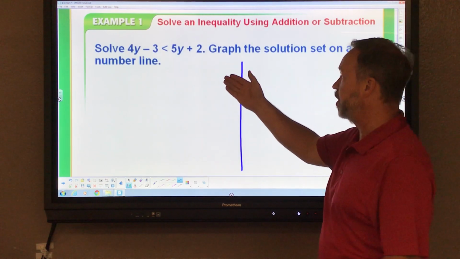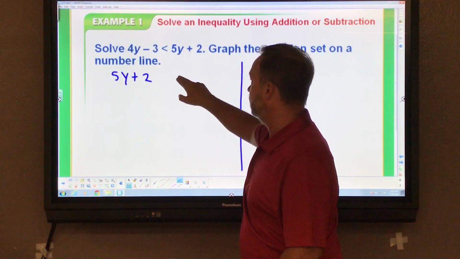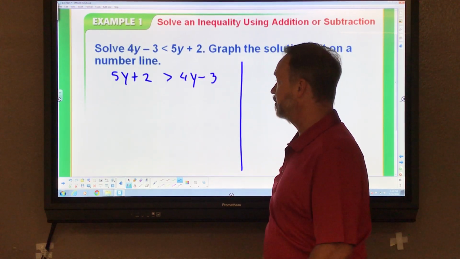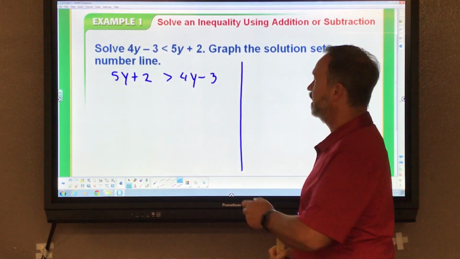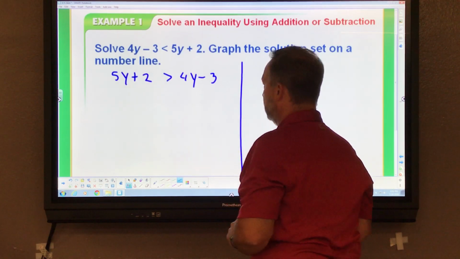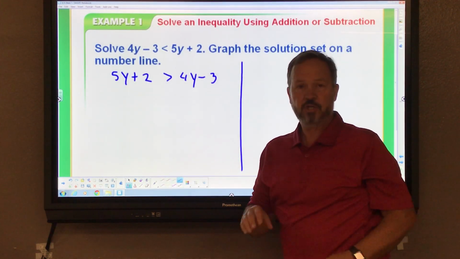If I was doing this problem myself, I would probably take the 5y plus 2 and the 4y minus 3, with the little m pointing at the 4y minus 2. I'd probably reverse it. Why would I reverse it? Because not only do I like the letter on the left, I like the larger letter on the left. And when you look at this, the 4y and the 5y is larger. Do you have to do it?